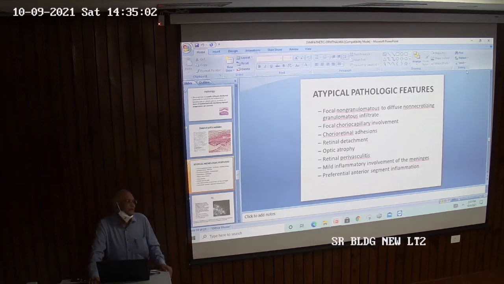Focal choriocapillaris involvement. We have seen that the retina and choriocapillaris are not involved, but here, in the atypical part, they are. Choroidal adhesions, retinal detachment, optic atrophy, retinal perivasculitis, mild inflammatory involvement of the meninges, preferentially the anterior segment. These are some rare, atypical parts of sympathetic ophthalmitis.